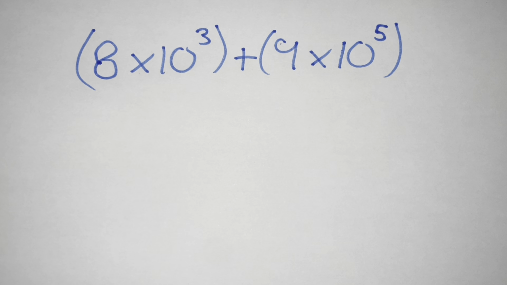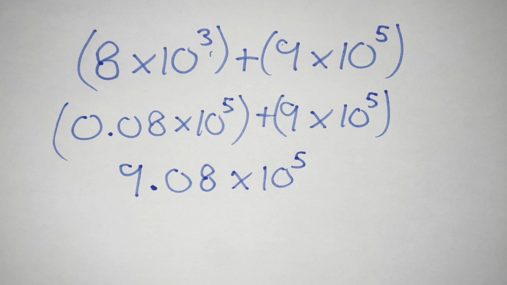Again, we just need to check this is in standard form. 9.08 is between 1 and 10, so I'm happy with that. Multiplied by 10 to the power of an integer, so again, I'm happy with that. So our answer is 9.08 times 10 to the power of 5.